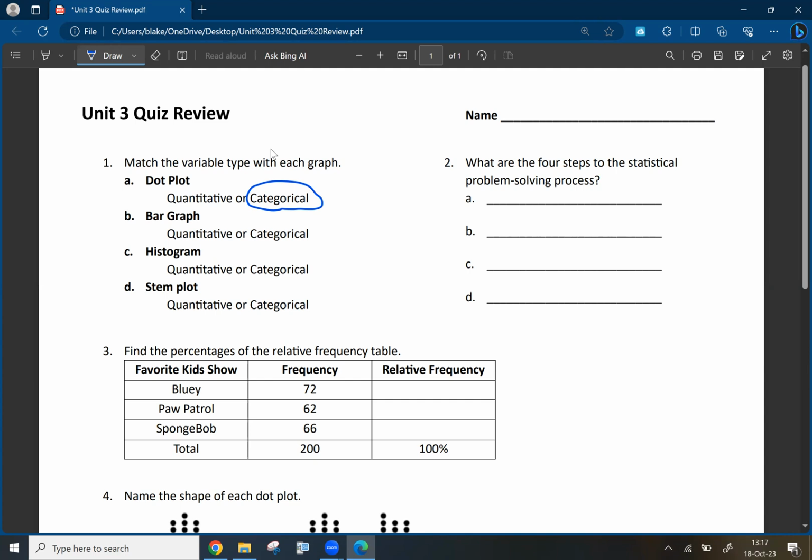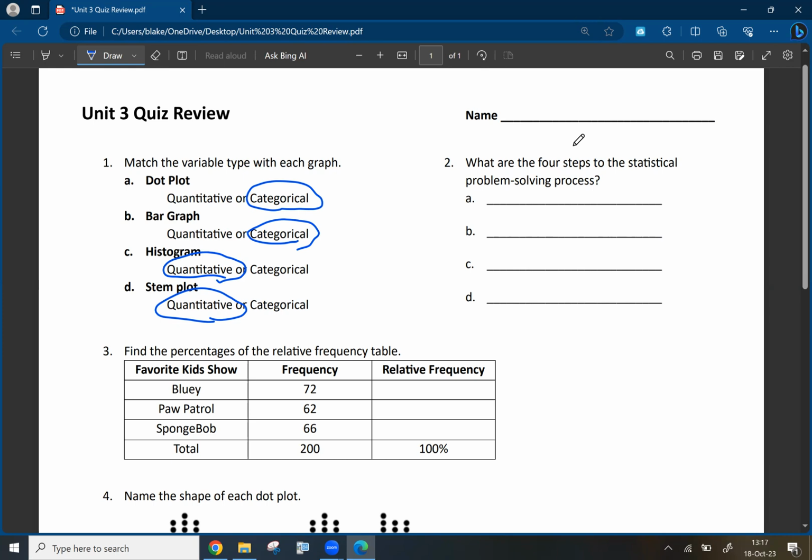Bar graph. Bar graph is also for categorical data. Histogram, as we've known recently, is for quantitative data. And stem plot. Stem plot is also for quantitative data. There you go. Dot plot and bar graph are for categorical, and histogram and stem plot are for quantitative. Very nice. What are the 4 steps to the statistical problem solving process?